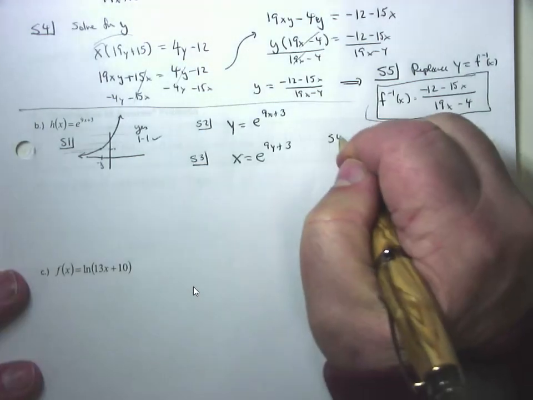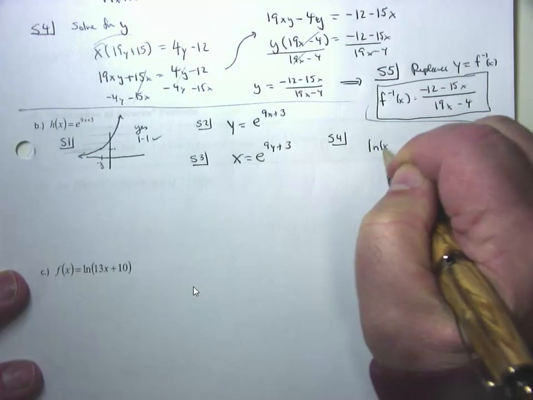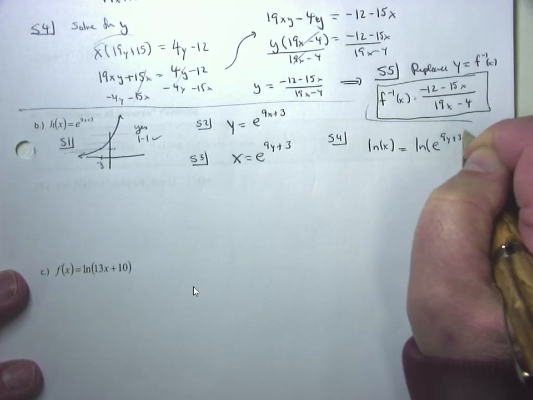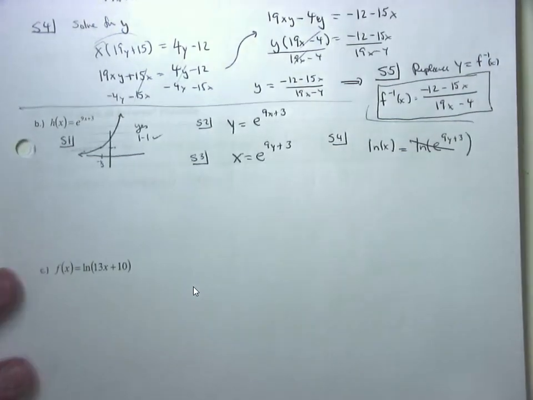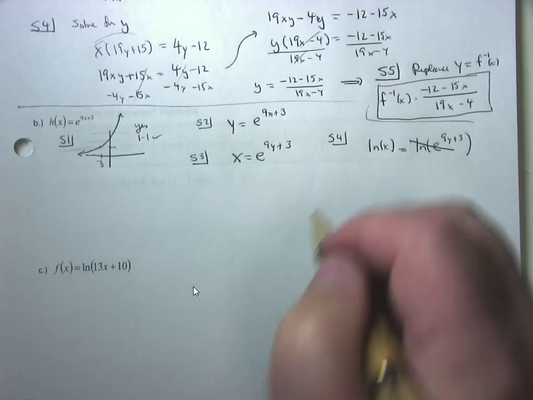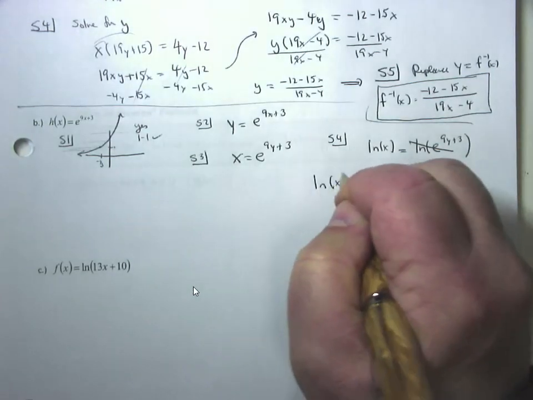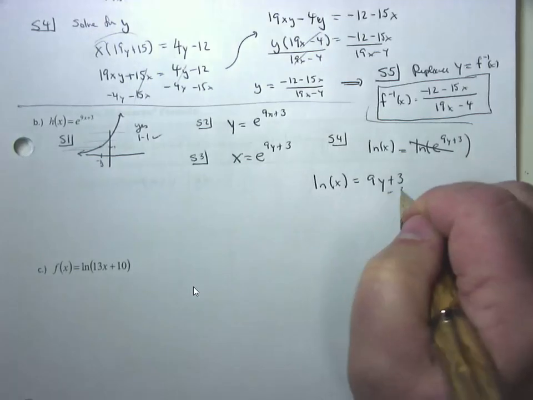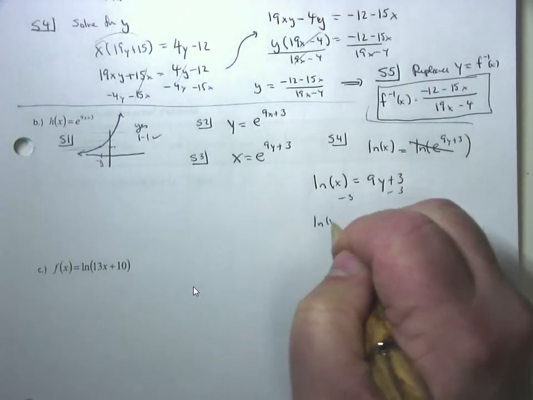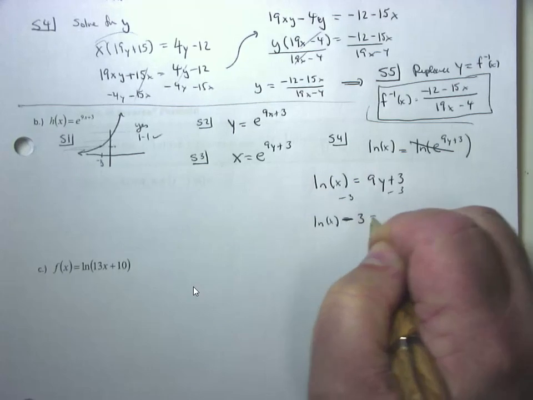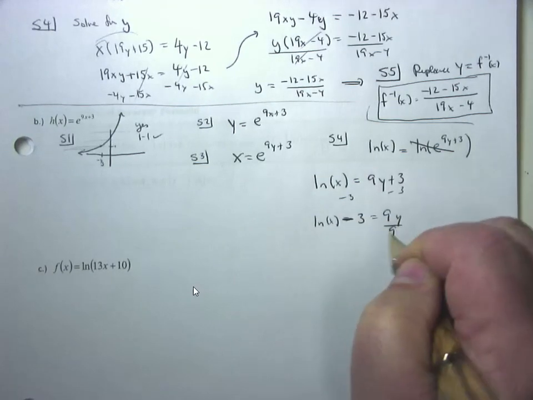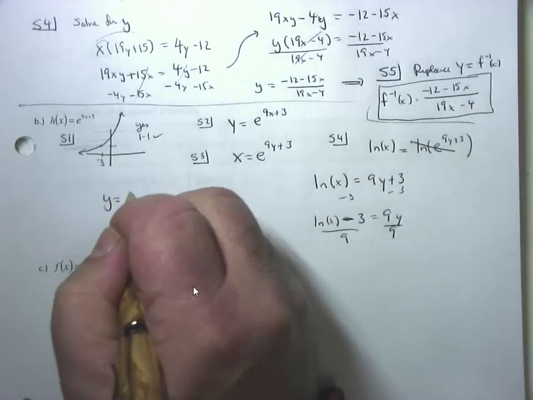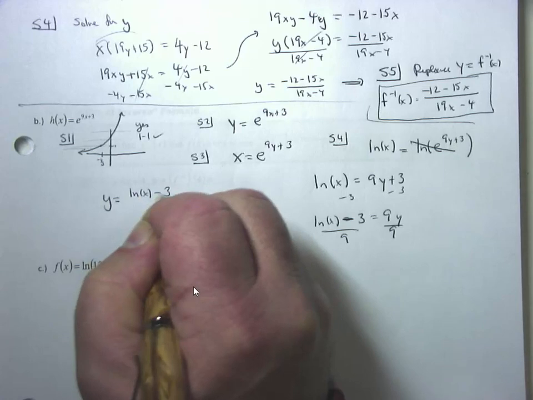So step number 4, I'm going to take the natural log of both sides. So I get the natural log of x is equal to the natural log of e to the 9y plus 3. But e's and natural logs cancel. So I'm left with the natural log of x is equal to 9y plus 3. Solving for y, I would subtract 3. Gives me the natural log of x minus 3 equals 9y. And then I would divide both sides by 9. That gives me y is equal to the natural log of x minus 3 divided by 9.